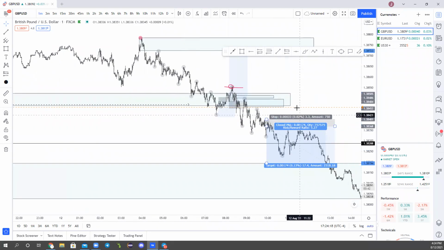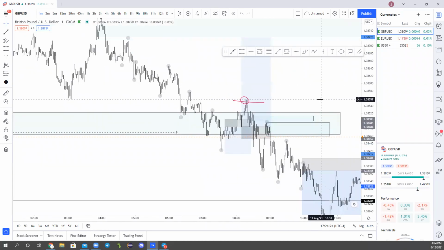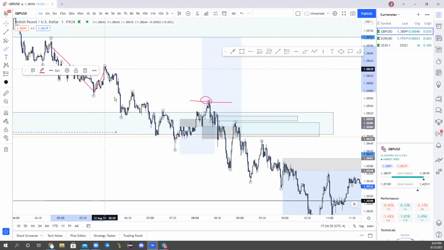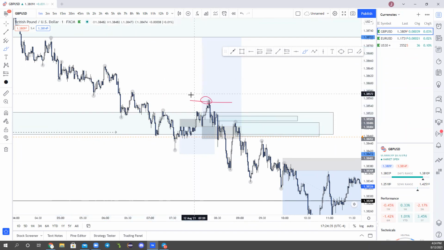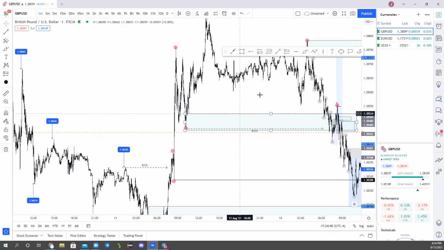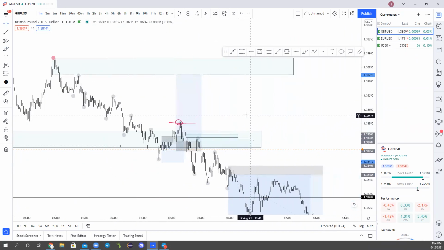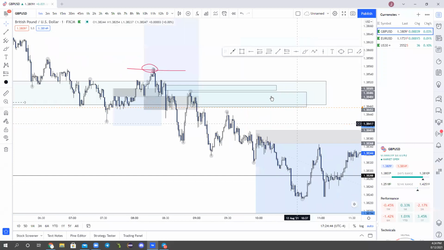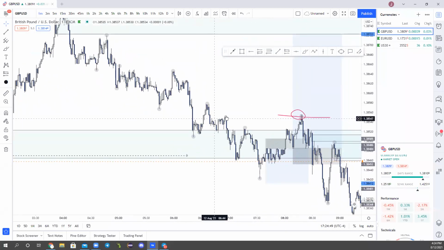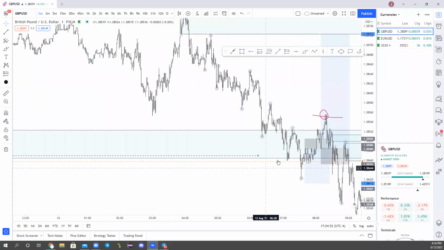Now, usually, most of the time, doesn't have to be all the time, obviously, what you'll get is a BOS and then a continuation, because continuations are more likely to happen than reversals. But that's not what we got here. And you guys can see that. No BOS.